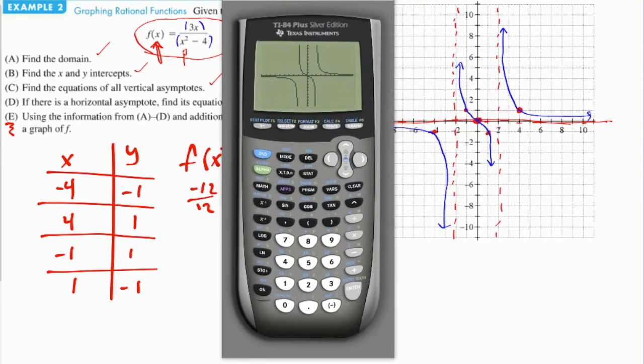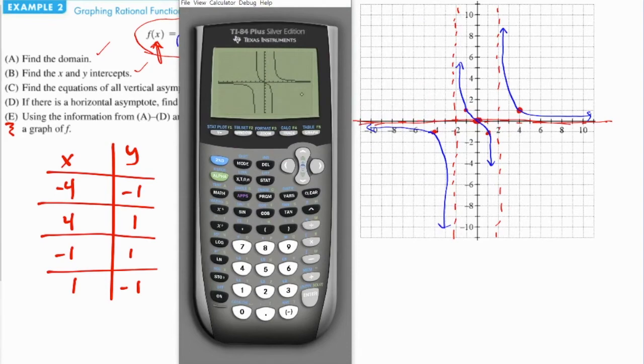And if we compare this to our graph, we see we have the same branches in the lower left and upper right and the S pattern in between, so we've graphed it correctly.